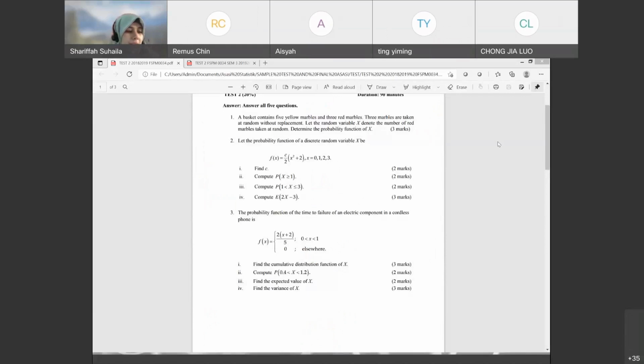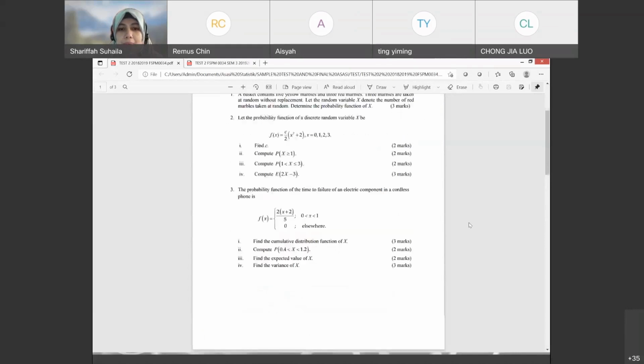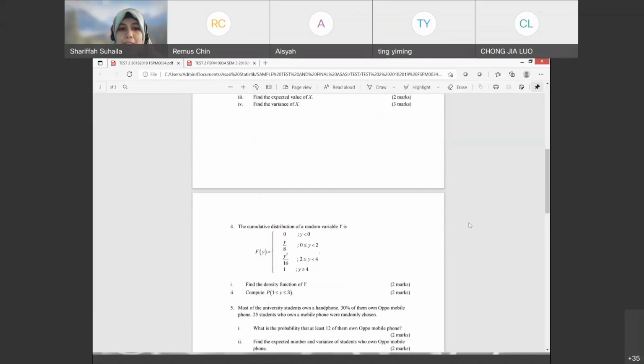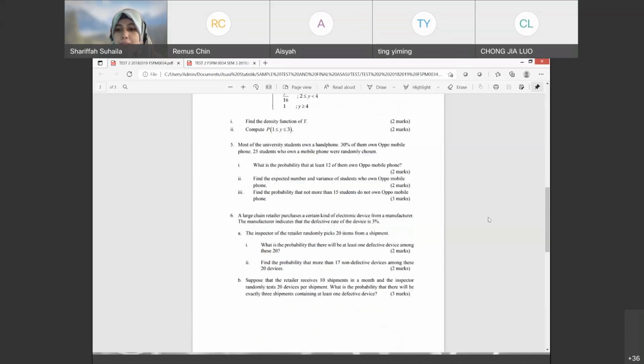Okay, if we look at this question, test 2, the given time is 90 minutes. This one is set for 2018, 2019. The first, second, and third questions come from chapter 3. Question number 4 is also from chapter 3, random variable. And the last two questions are from binomial distribution.